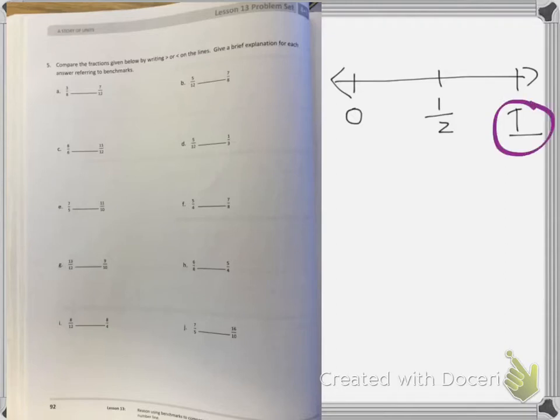Okay, so our old benchmark used to look like this, where we started at 0, 1/2, and 1 whole. And today, though, we're going beyond 1 whole. So we're going more than 1 whole. So we're going to have a new benchmark today.